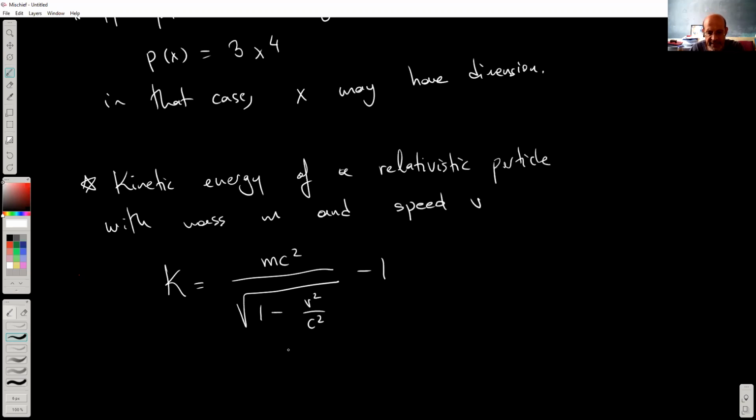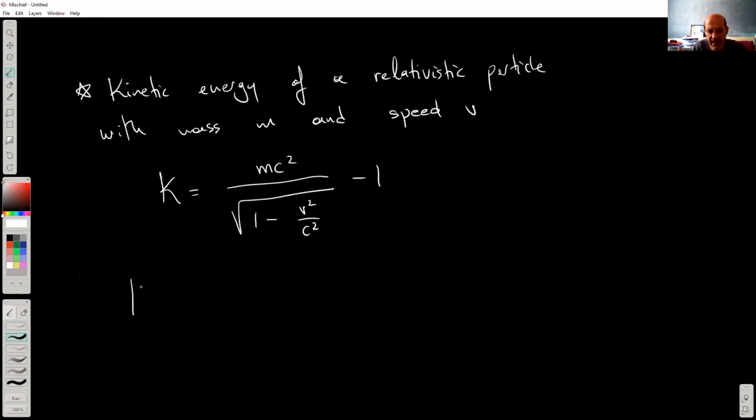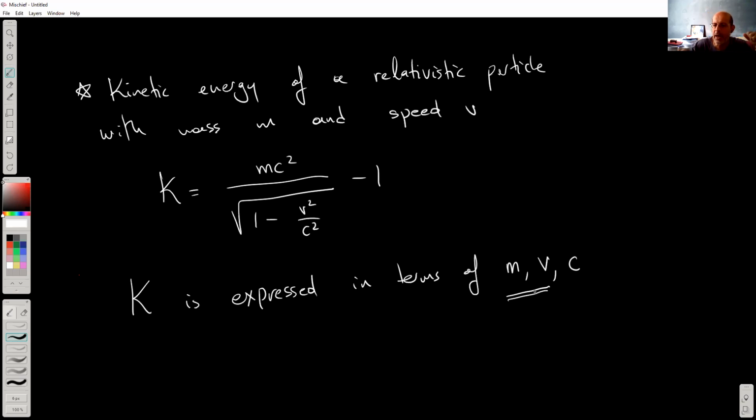So in that case, basically, K is expressed in terms of basically these three quantities, okay? Two of them are variables, mass and the speed. They depend on which particle you choose and at which speed it is moving, right?